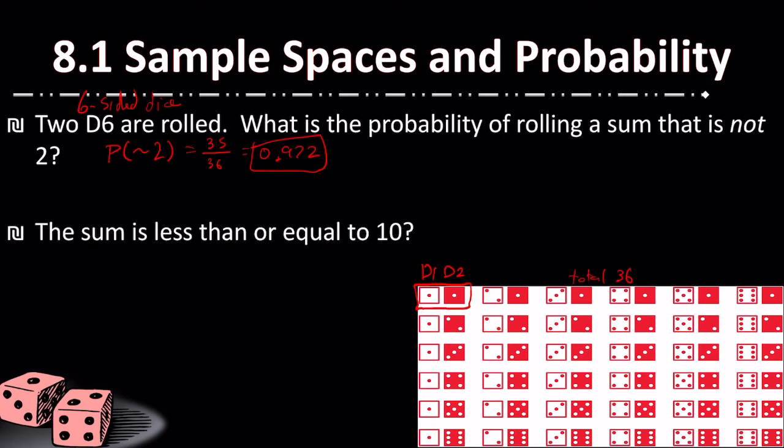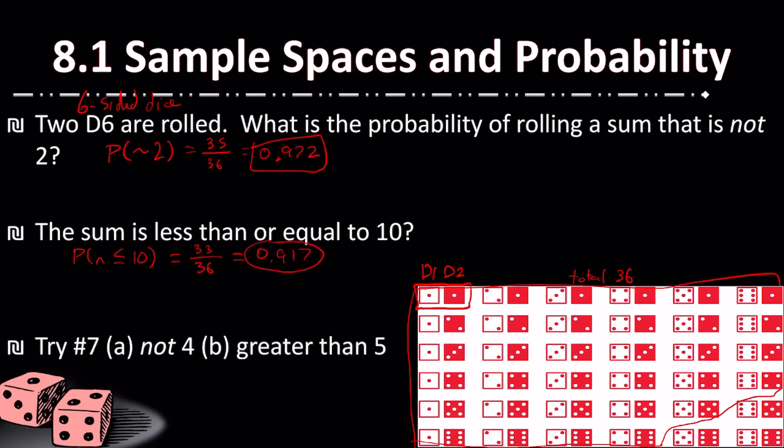Let's try another one. The probability that the sum is less than or equal to 10. All right, so the probability that a sum is less than or equal to 10. Adding up to get 10 is all of those. So it's actually all but 3 of them. So it'd be 36 minus 3, or 33 out of the 36, which gives us 0.917.